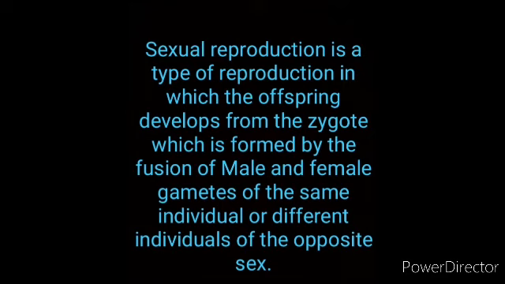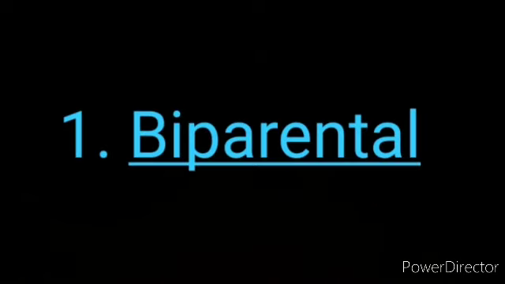Now, next we will discuss the features, the characters, of sexual reproduction. First point, it is biparental. Male parent is different, female parent is different. Male and female, after the fusion, form the zygote. So the first point is two parents are involved. So it is biparental or bisexual.